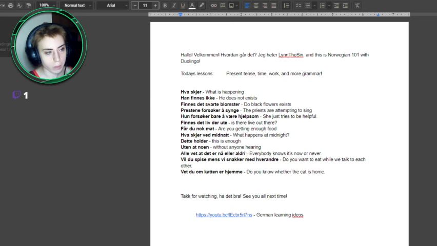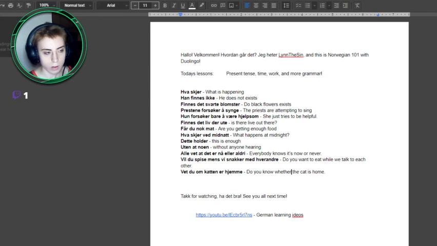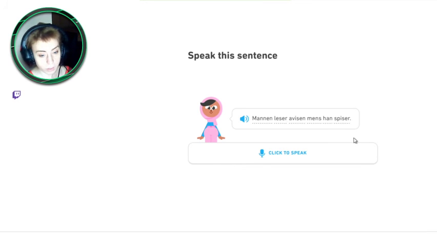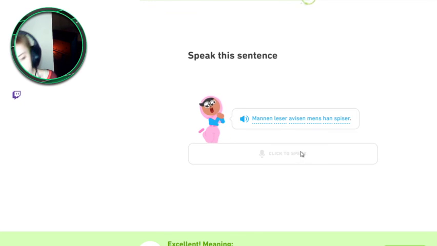Du katten er hjemme. Ja. Vet du om katten er hjemme? Mannen leser avisen mens han spiser. The man reads the newspaper while he eats.